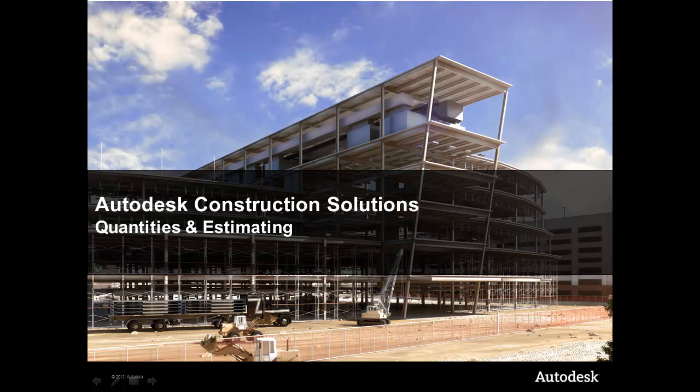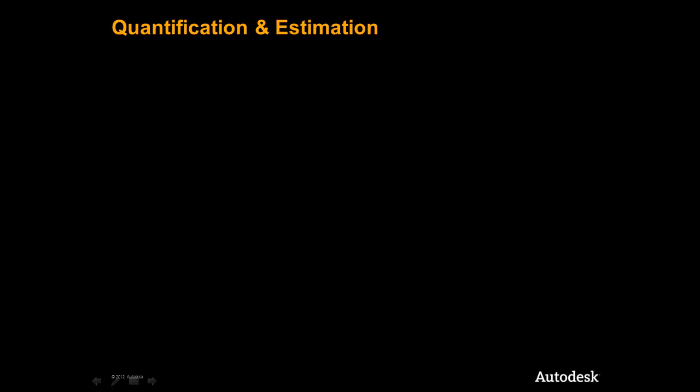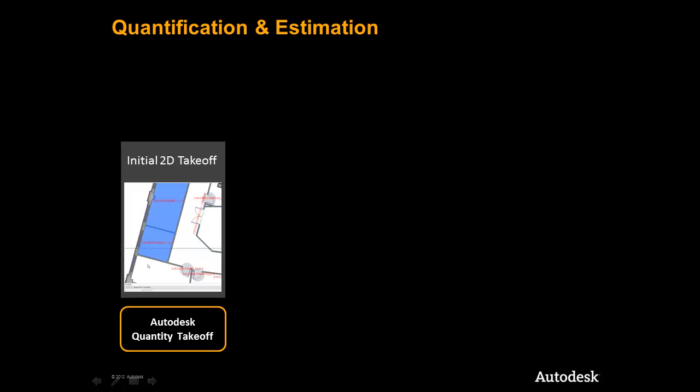I am pleased to bring you a brief demonstration of the Autodesk Construction Solutions Quantification and Estimating workflow. Let's begin with a close look at the components of the quantification and estimation workflow. We start like most estimating projects do, with doing an initial two-dimensional takeoff of our project. This can be done from preliminary design information provided in a wide variety of formats, including but not limited to DWGs, PDFs, DWFs, and even most image file formats.